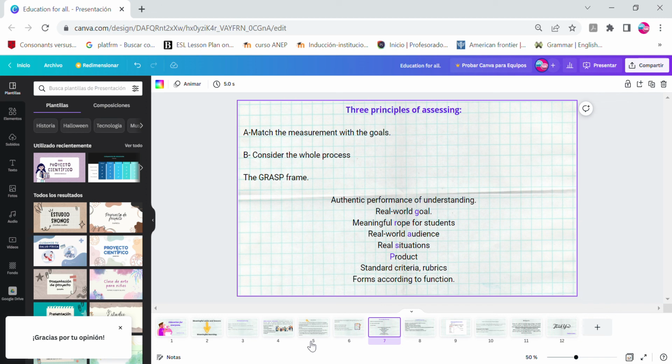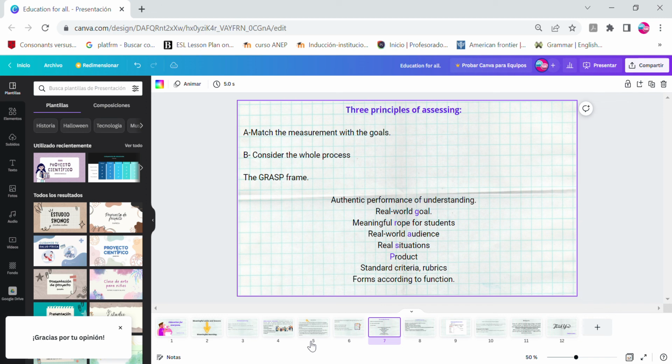Here I write three principles of assessing that I think are the key ones. Here we have match the measurement with the goals, because we have our goals in stage 1 of backward design, and the assessing needs to be coherent with that. We need to consider the whole process. As you can see here, formative assessment should be our ally at this point.